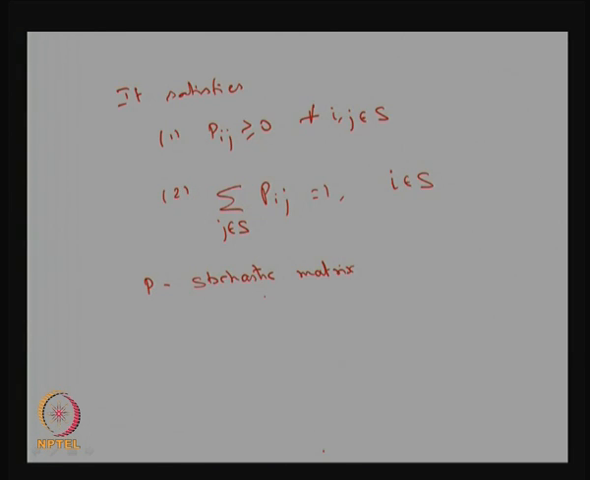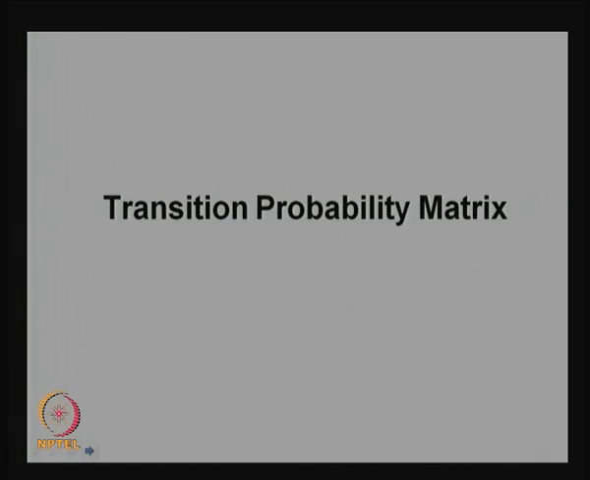Now, I am going to explain the pictorial way of viewing the one step transition probability matrix, or the stochastic matrix. That is provided by the state transition diagram, or in other words, it is called a directed graph.